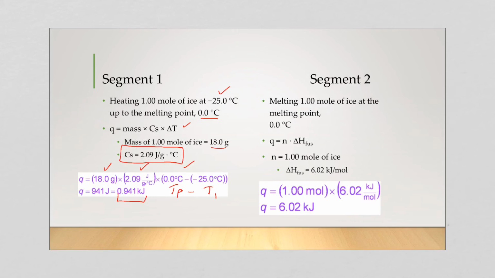Now, our second segment is going to be the melting segment, that flat portion. To melt 1 mole of ice at 0 degrees is going to take the following amount. We're going to use this equation, utilizing our delta H of fusion. We have 1 mole, so that's nice and easy. You look up the delta H of fusion for water, 6.02 kilojoules per mole. So if I do the math, to melt 1 mole of ice at 0 degrees, it's going to take 6.02 kilojoules.